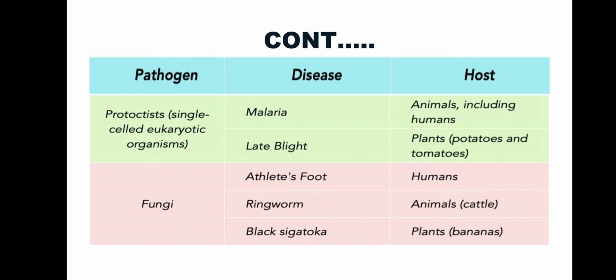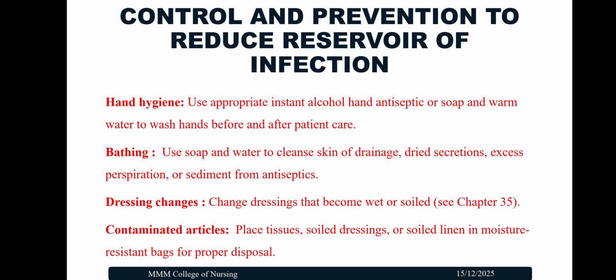Late blight disease in plants, especially in potatoes or tomatoes. Fungi, the pathogen, cause diseases like athlete's foot, ringworm, and black sigatoka in plants. Now we have seen the pathogen, disease, and host. Then we'll move on to control and prevention to reduce the reservoir of infection.